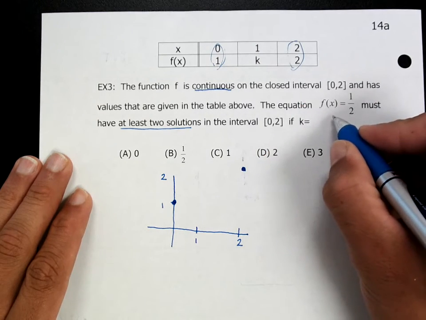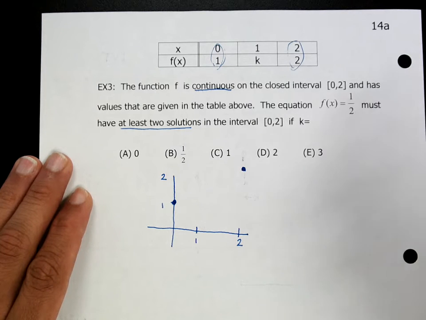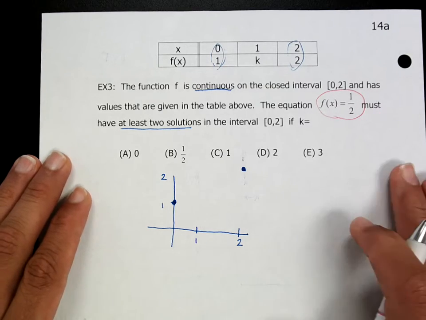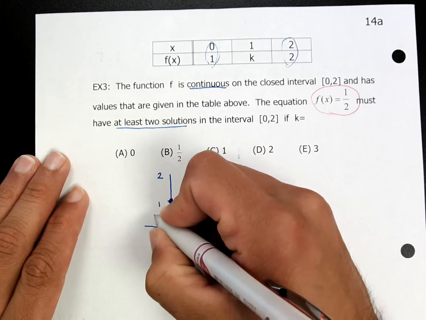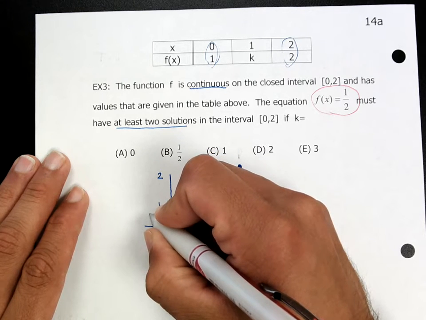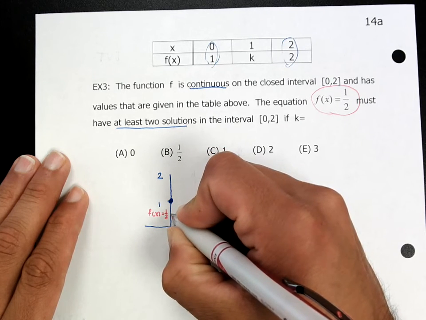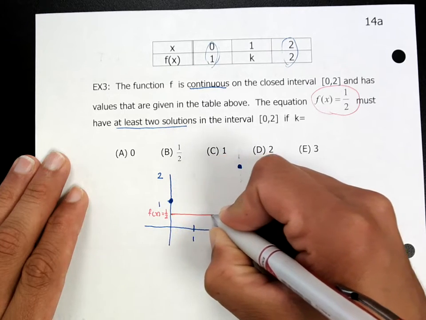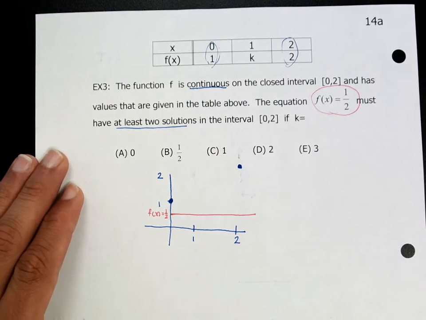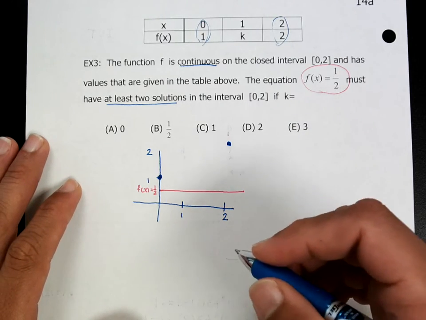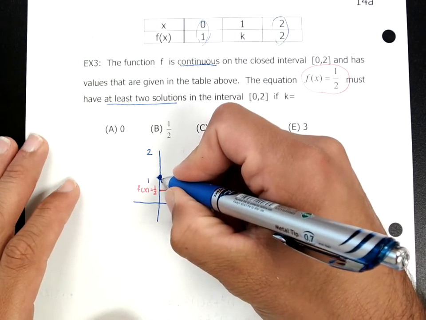Now it's telling me that f of x is equal to 1/2. Remember, this would be like f of c is equal to 1/2. So I'm going to write it right here: f of x is equal to 1/2. So about halfway through this line right here, there's 2 solutions, at least 2 solutions. So what that means is that k has to be, well, in order for you to do that, you kind of have to go through here.